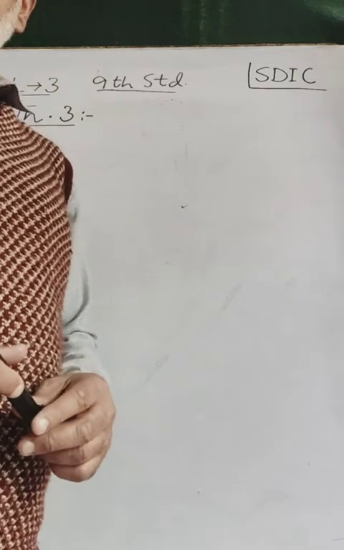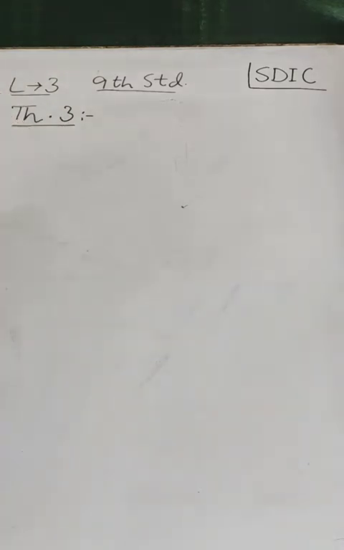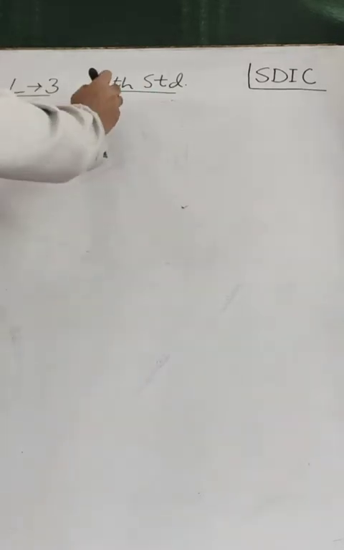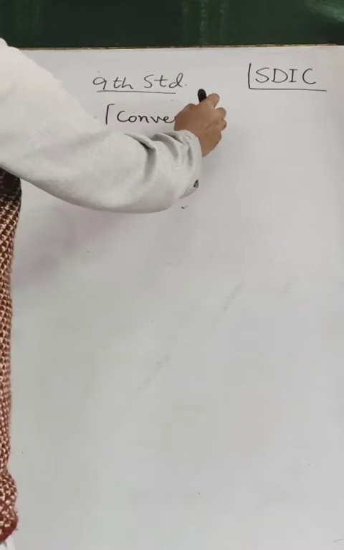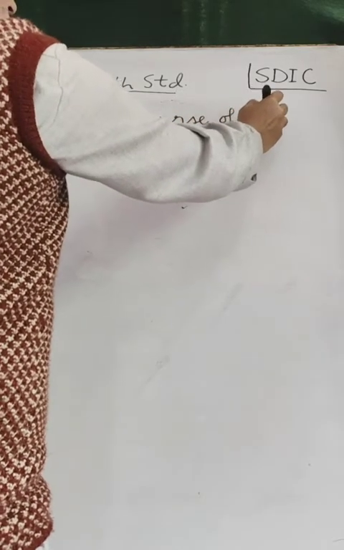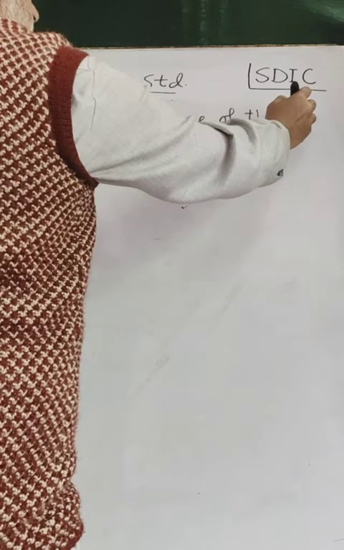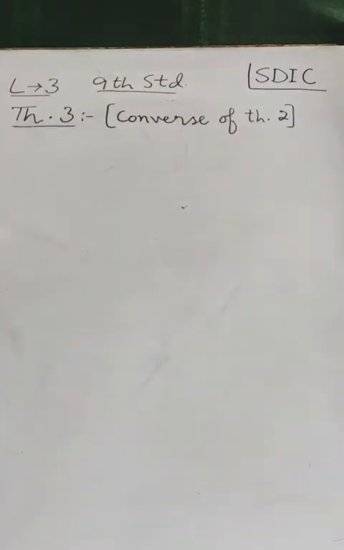Let us begin theorem number 3. The statement of the theorem you have in the textbook. This theorem is the converse of theorem 2. In theorem 2, we were given a parallelogram and had to prove opposite sides are equal, both pairs. Now, contrary to this, in this theorem, we will have to prove this quadrilateral is a parallelogram.